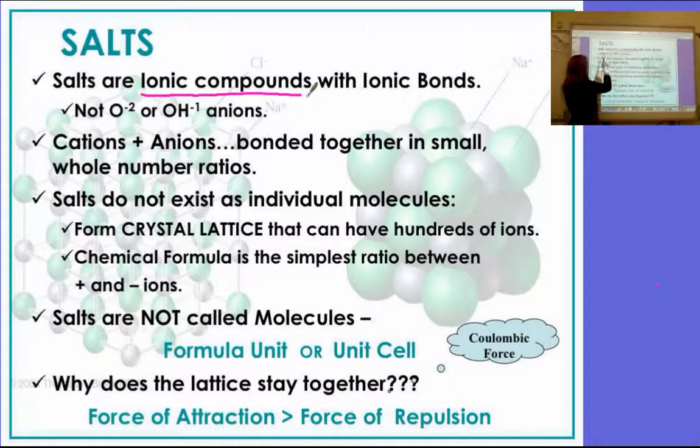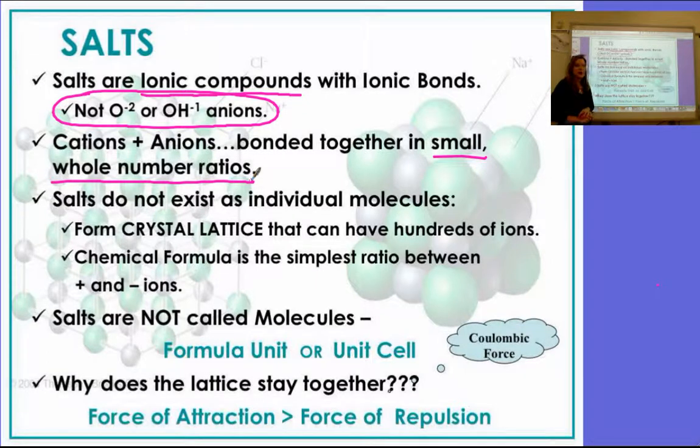The only things that aren't considered salts are when your anions are oxides or hydroxides. But any other charged cation, anion combination is going to be an ionic bond and therefore a salt. So cations and anions bond together. We talked about this already in small whole number ratios. Why whole number? Because we're exchanging, giving, and losing electrons, so it has to be a whole number. And we want to get up to 8, so that tells us how many electrons we want to gain or lose. Salts do not exist as individual molecules.